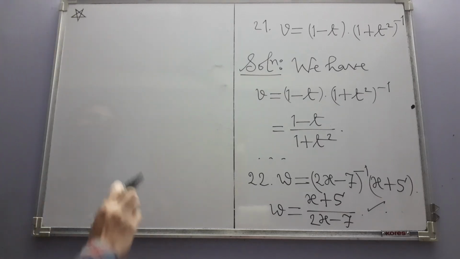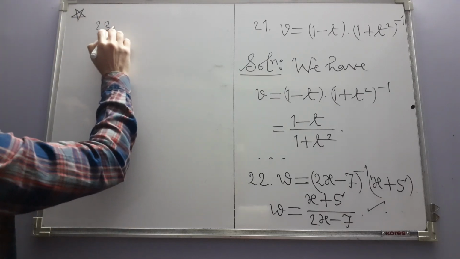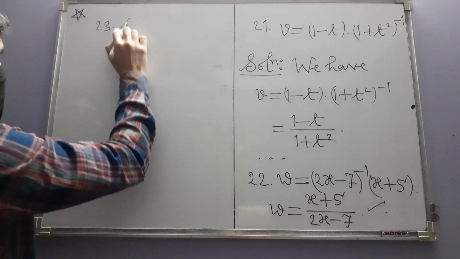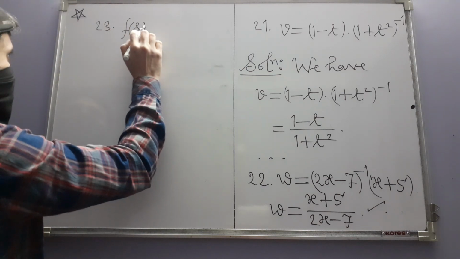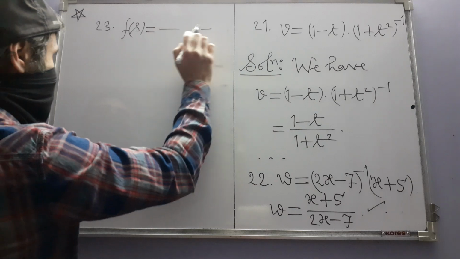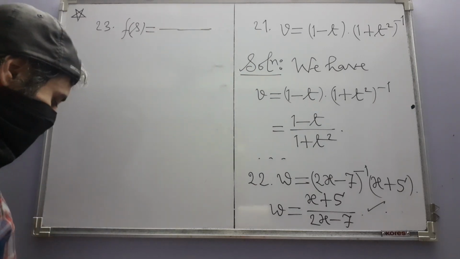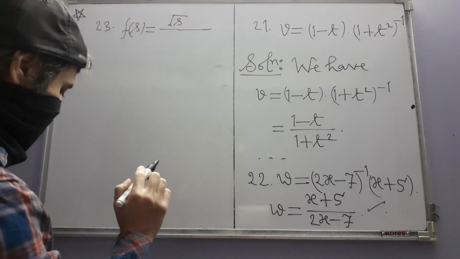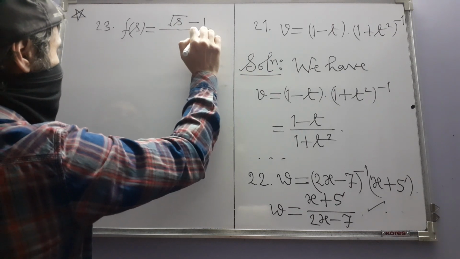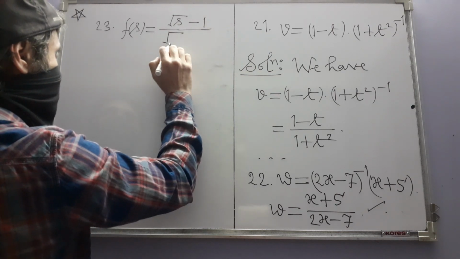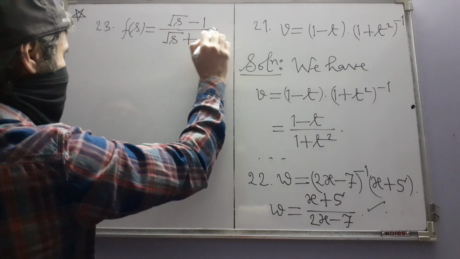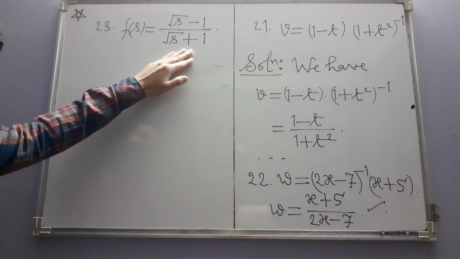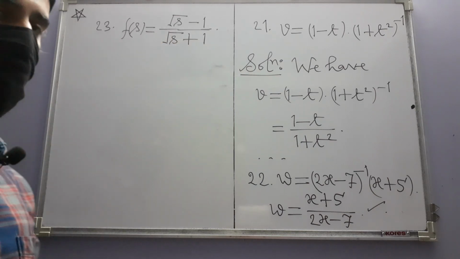Next, 23. F of s, here the independent variable is being called s. This is square root of s minus 1 divided by square root of s plus 1. Now, there may be a temptation of trying to rationalize the denominator.